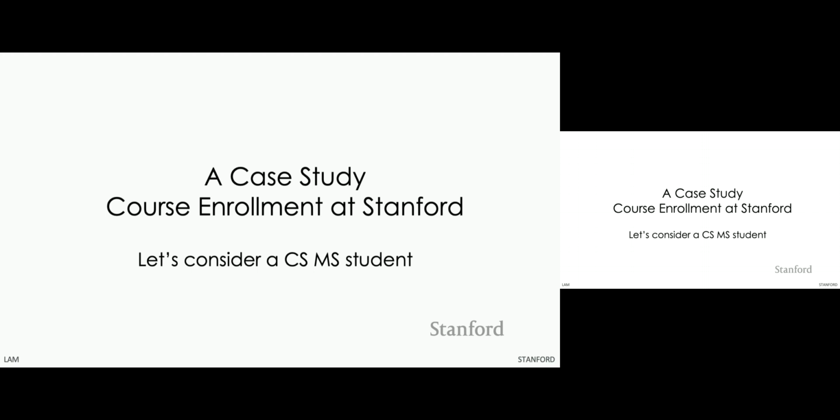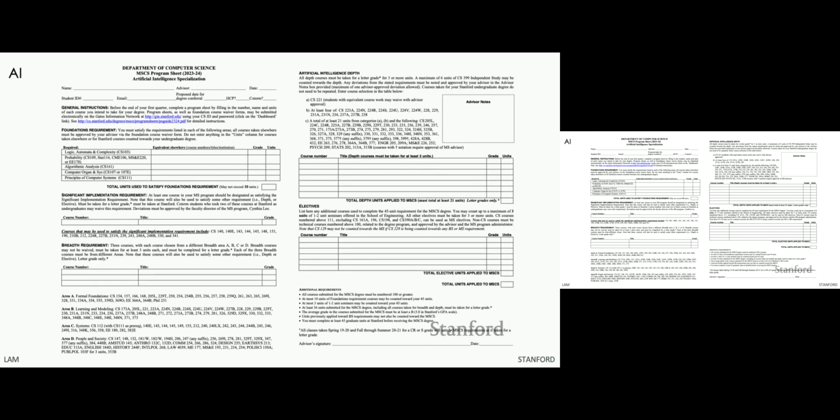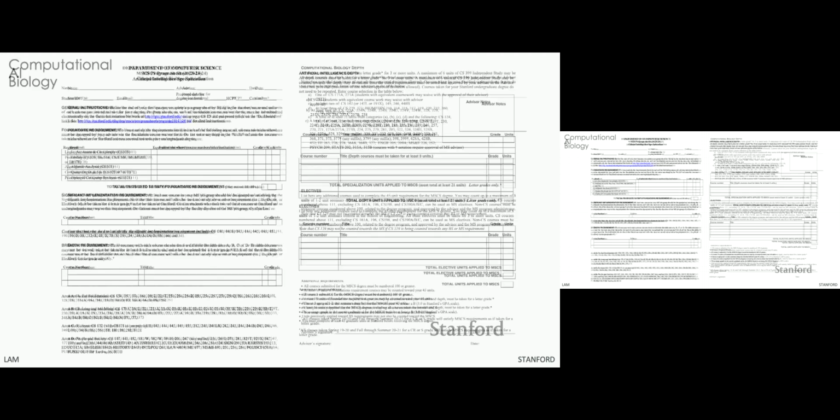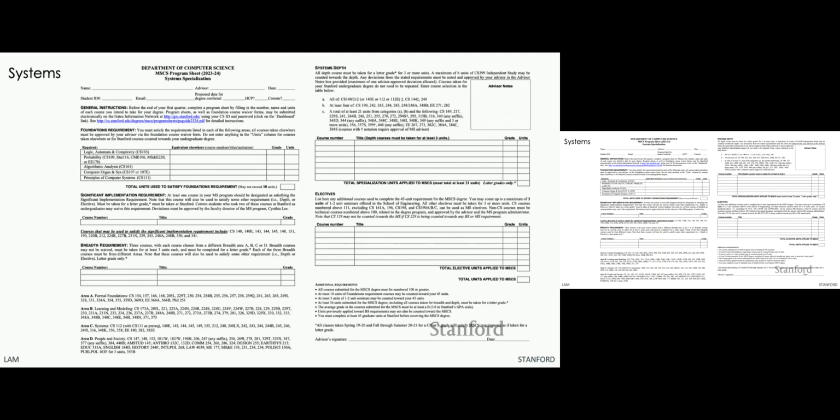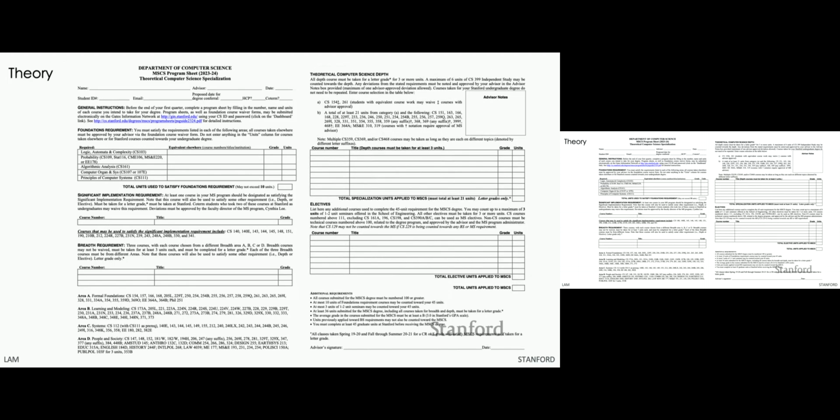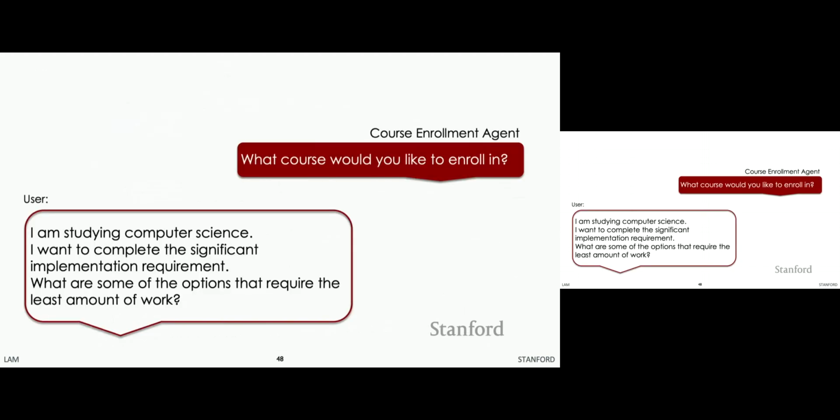We have a lot of CS Master's students here, and you guys have seen this thing, right? This is the course requirement for AI, the course requirement for computational biology, and so forth. There are many, many pieces of paper out there. And the question here is, what course would you like to enroll in? Most people would consult this and ask, what do I need in order to graduate? So this is part of the information that you want to know.